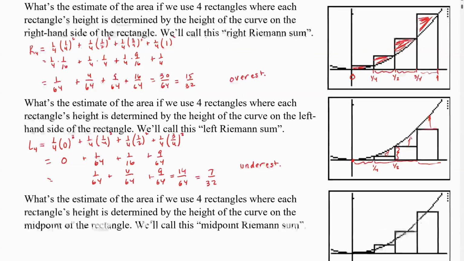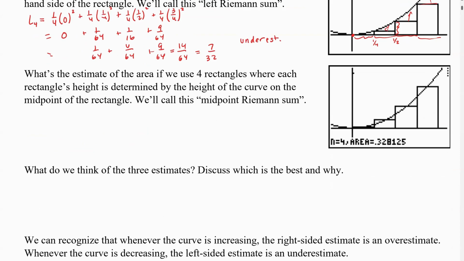Okay. Our last Riemann sum method that we can look at is called the midpoint Riemann sum. Now, in this case, again, 0 to 1 is our overall interval. This is 1/4, 1/2, and 3/4. But we're going to determine the height of each of these rectangles by the midpoint of the intervals. The midpoint of the intervals.